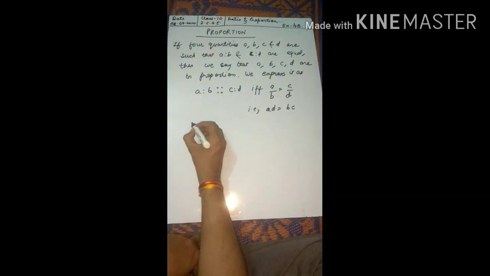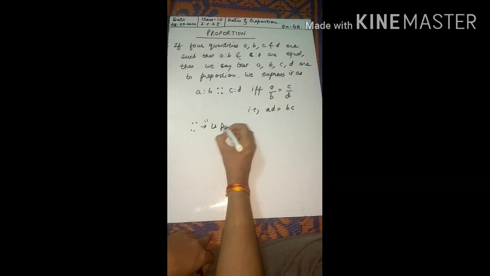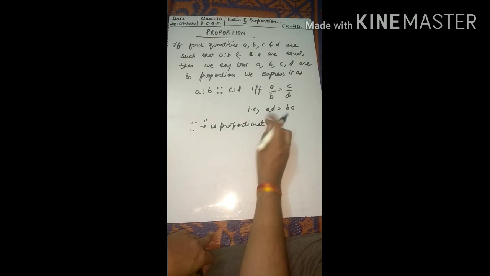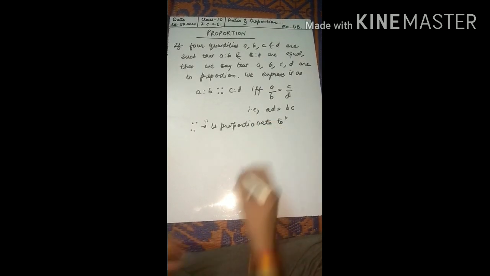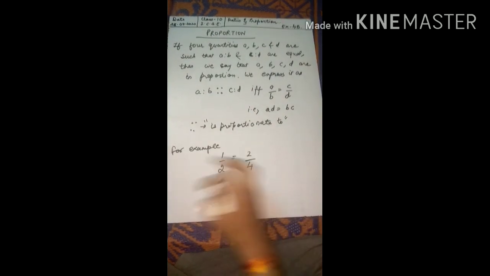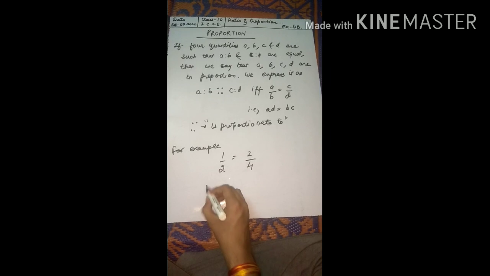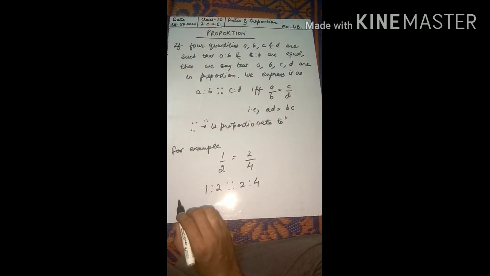Now this sign, what do we call this as? Is proportionate to. We call this "is proportionate to." For example, 1 upon 2 is equal to 2 upon 4. So how can we write it? 1 is to 2 is proportionate to 2 is to 4, like this.